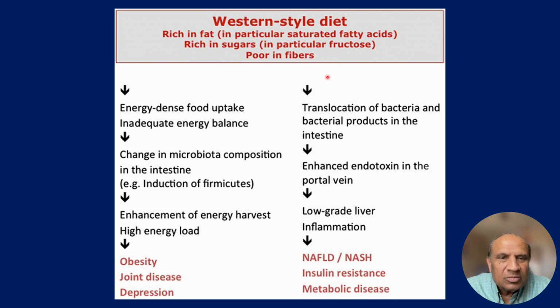The second arm, the way the Western diet is not helpful, is it causes translocation of bacteria and bacterial products in the intestine because of increased intestinal permeability. This leads to enhanced endotoxin in the portal vein that goes to the liver. That causes low-grade liver inflammation, which leads to non-alcoholic fatty liver disease or metabolic associated liver disease, or MASH, metabolic associated steatohepatitis, leads to insulin resistance and metabolic syndrome.